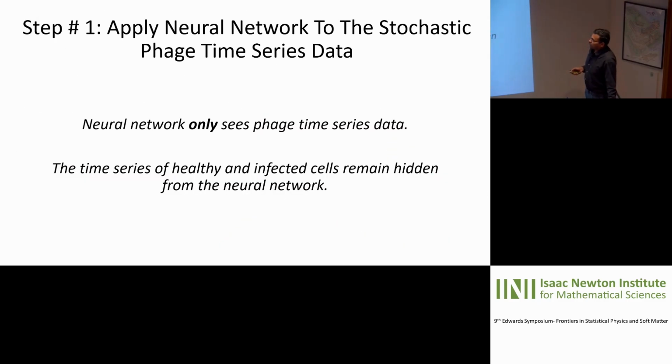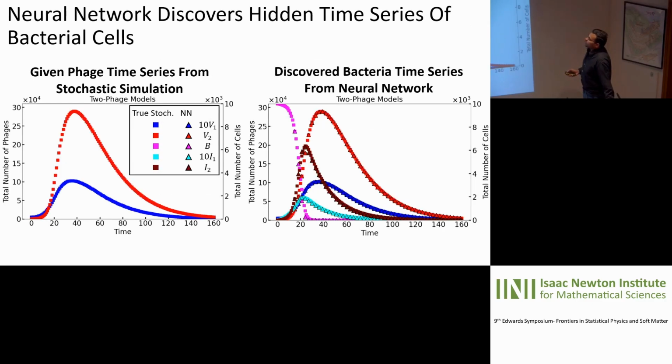The first step is to apply the neural network, and it is important to note that the neural network will only see the phage time series. It will not see the bacterial time series. I have given these 2 stochastic time series of the phages to the physics-informed neural network, and it has discovered the hidden time series of bacterial cells. As you can see, the discovered time series agrees very well with the 2 stochastic time series.